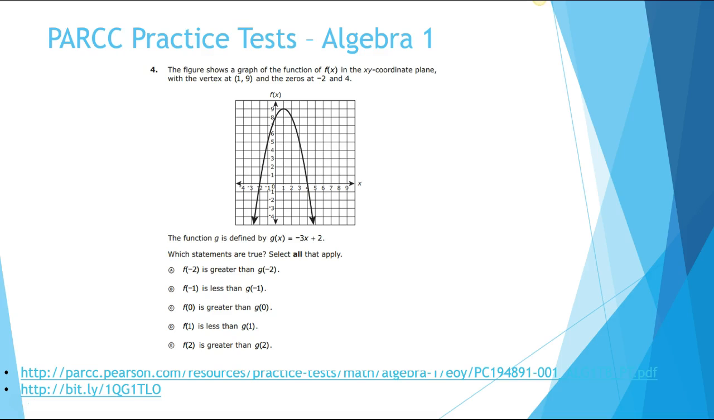The figure shows a graph of the function f of x in the xy coordinate plane with the vertex at (1, 9) and the zeros at -2 and 4. Then it goes ahead and gives them a completely different function down below. The function g is defined by g of x equals -3x plus 2. Which statements are true? Select all that apply. For some feedback on this question, a lot of teachers said that their students were so caught up in all of this information that they completely missed this information. So this might be something where you might model that they graph it to be able to answer these questions.